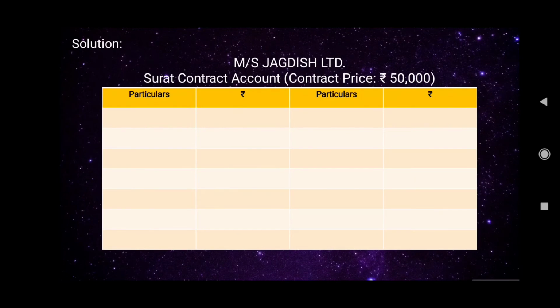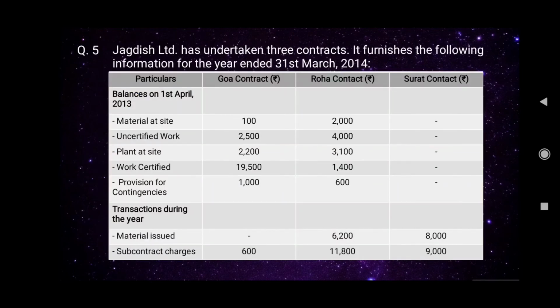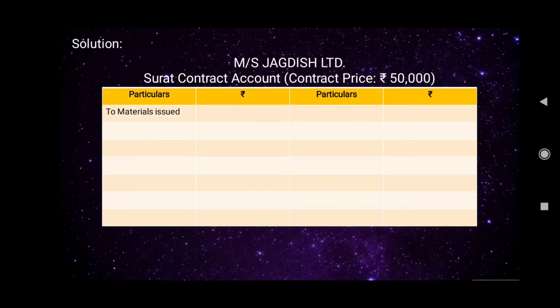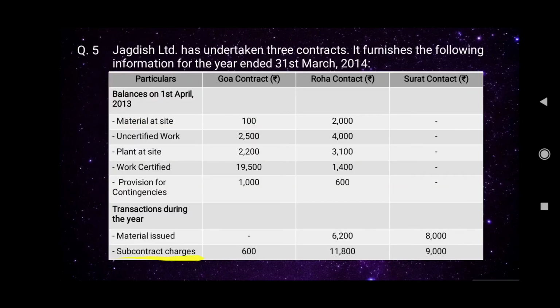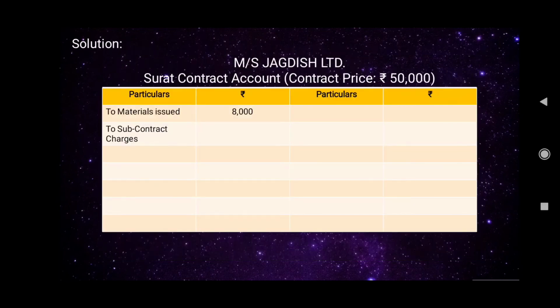So now let us prepare Surat contract account. Contract price amount is given as 50,000. So let us start recording the expenses. So the balance as on 1st April 2013, there are no expenses. Transactions during the year. First, material issued amount is given as 8,000 for Surat contract. So we'll record it. To materials issued amount is 8,000. Next is given as subcontract charges, amount is given as 9,000. So we'll record it on the debit side. To subcontract charges, amount is given as 9,000.